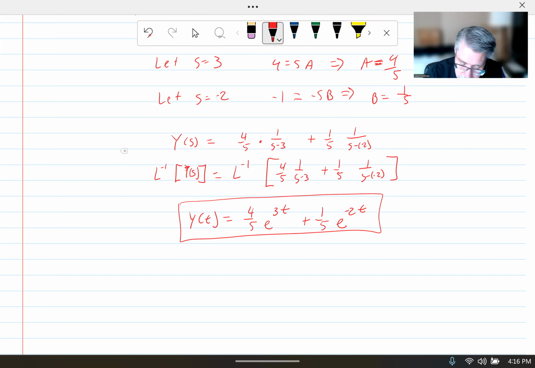Why is there no C? Well, there wouldn't be a C. There wouldn't be any constants here. The constants are 4/5 and 1/5. And why do we get those to be our constants in front? Because we have initial values. This is an initial value problem, so there wouldn't be any C1s or C2s. This is a particular solution.